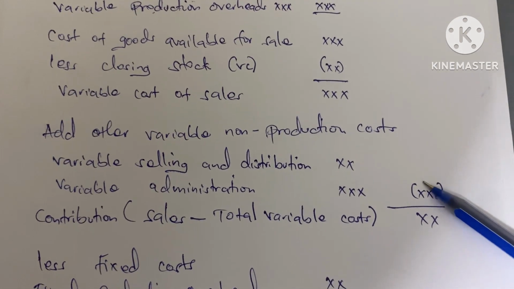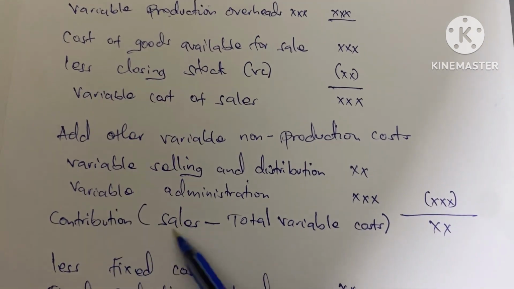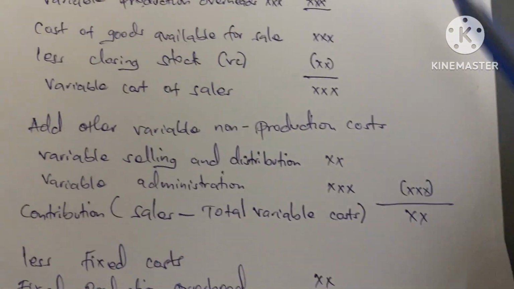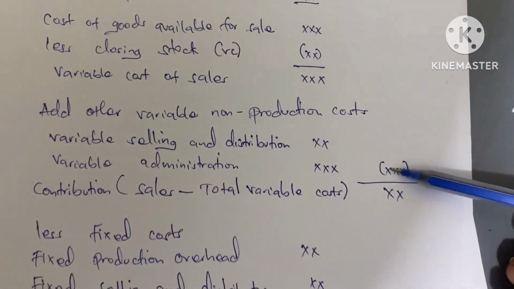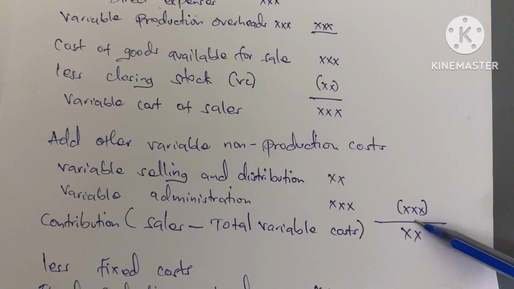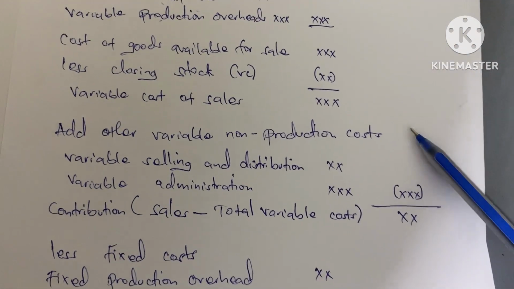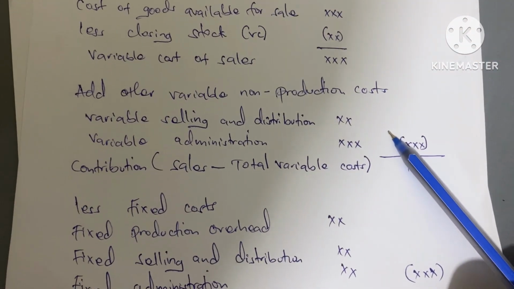So after that we get the contribution. How do we get the contribution? We get sales minus total variable cost. So this figure for sales minus the total of all these. What we get is the contribution.